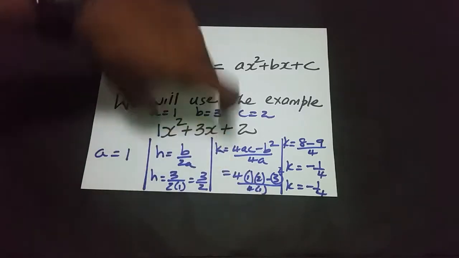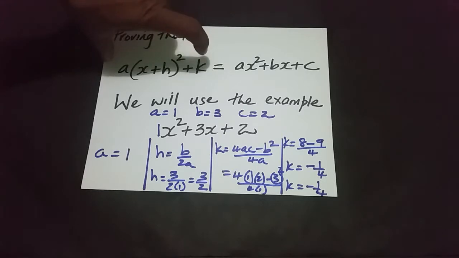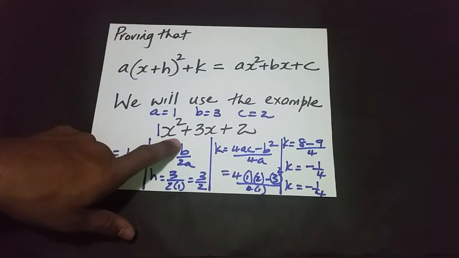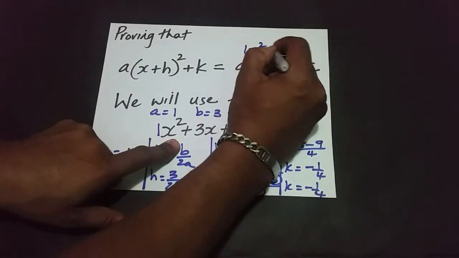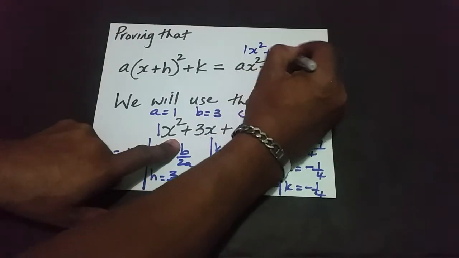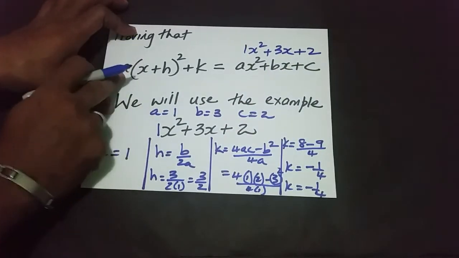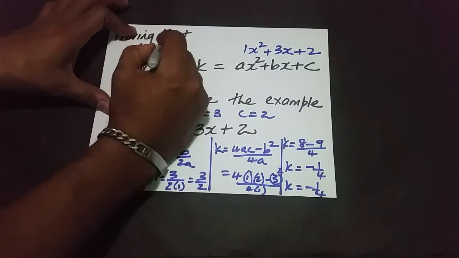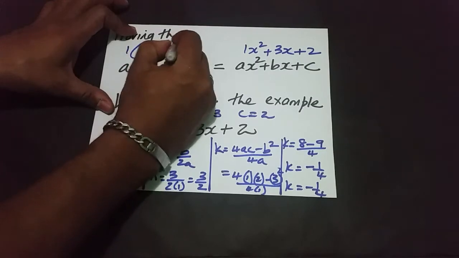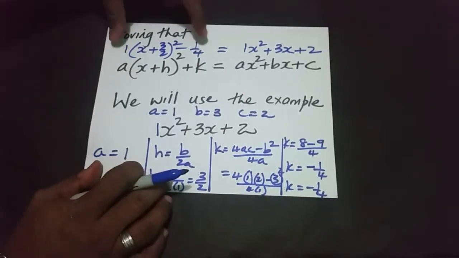So what I'm going to do, I'm going to plug in those 3 values inside here, and I'm going to show you by expansion that this is going to give me back this, which is 1x squared plus 3x plus 2. So I'm now going to plug in the values. A here would be 1, so it's x plus h, that's 3 over 2, all squared, and k is minus a quarter. So I'm going to show you now that this completed square form is exactly the same as this.